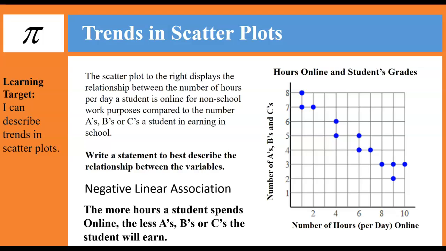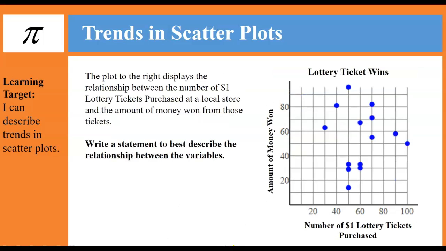So that was just one of our examples. Now we're going to take a look at another one of our graphs that we've been looking at for a couple of screencasts. This one is talking about the number of dollar lottery tickets you buy and the amount of money that you win. And what we want to do is write a statement that's going to describe this.